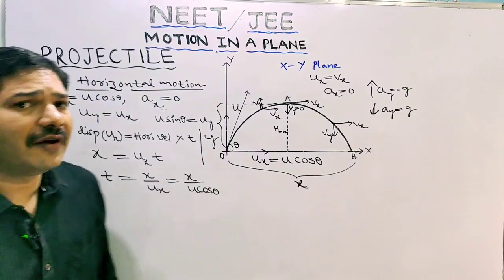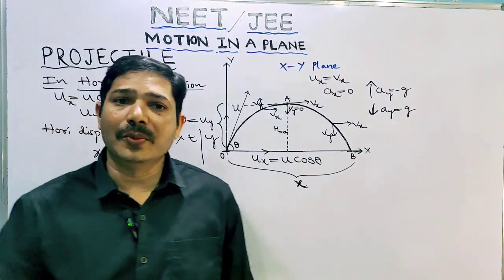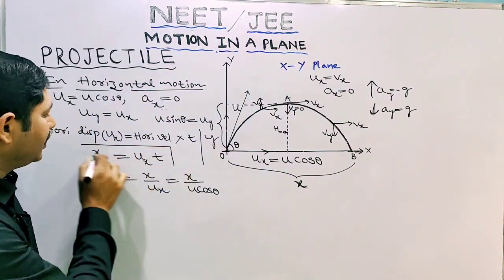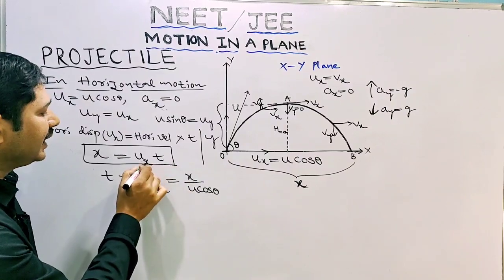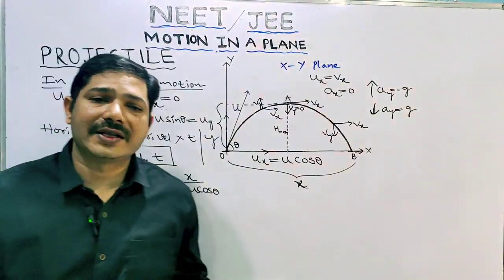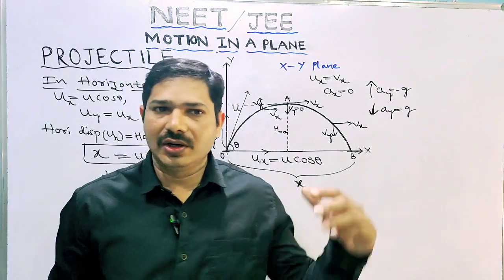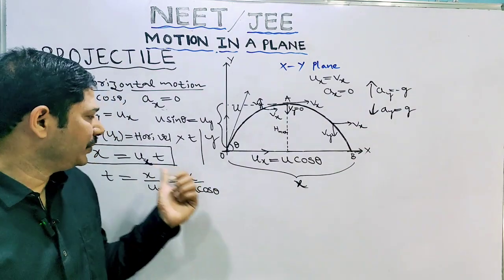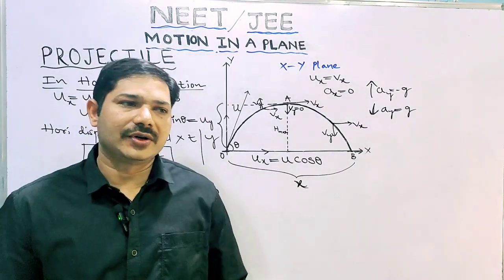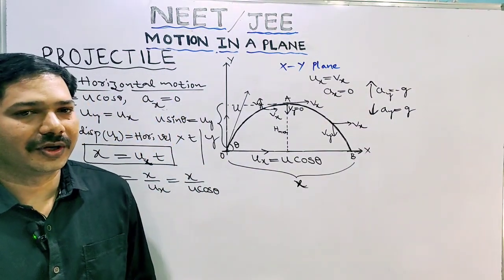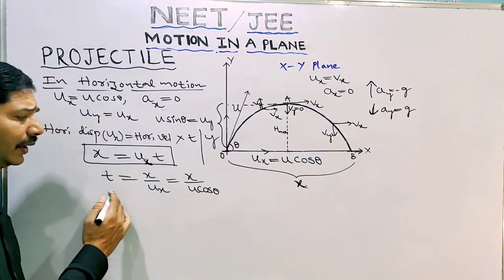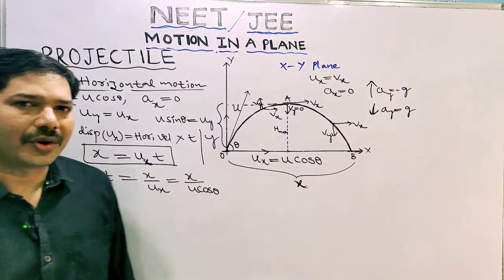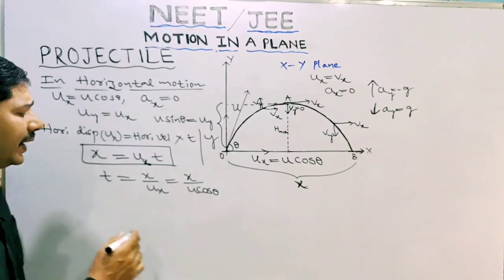Here each and every equation is important for numerical purposes. Horizontal displacement x equals ux into t. Why? Because they'll give the question in the form of x equals ux t and y equals whatever equation comes. So we have to find the ux and uy values and substitute them in the problems. Observe here, t equals x by u cos theta. Now we'll see vertical motion.